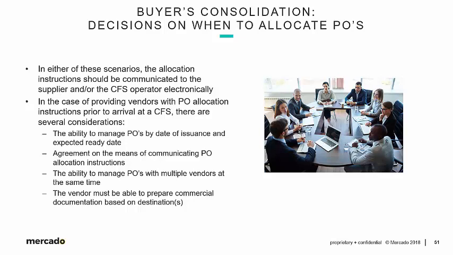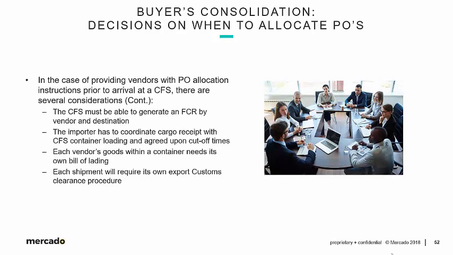That's really what we're talking about here, when the instructions are given to the vendor before the goods get to the CFS. What else do we have in terms of what must go on in the case where PO allocation instructions are provided to vendors prior to arrival at a CFS? First on this slide, the CFS must be able to generate the FCR by vendor and destination, because the quantities coming into the CFS are already going to be divided by destination, the 3 destinations in our example. To have an FCR for the 3 of them is quite necessary.